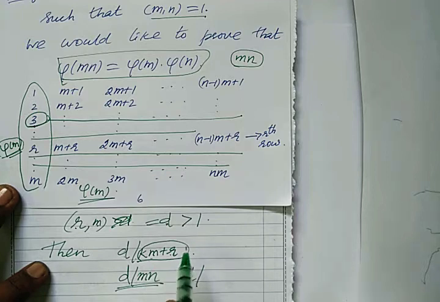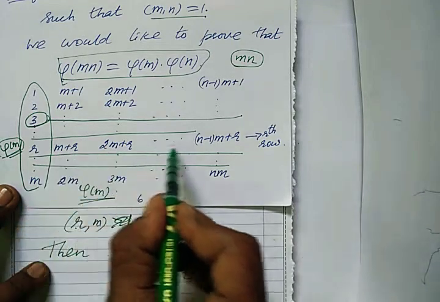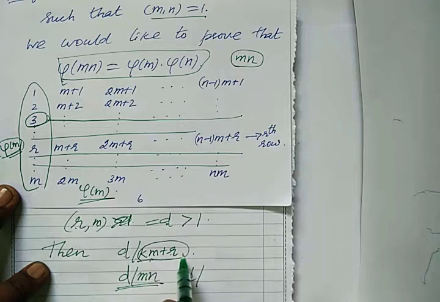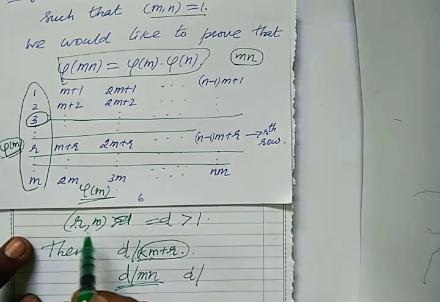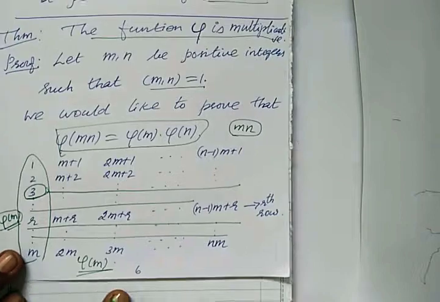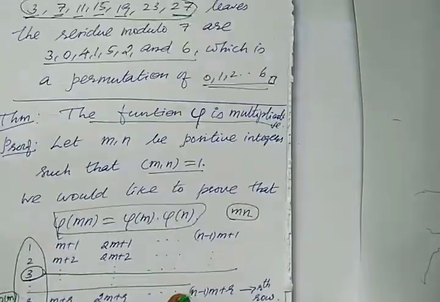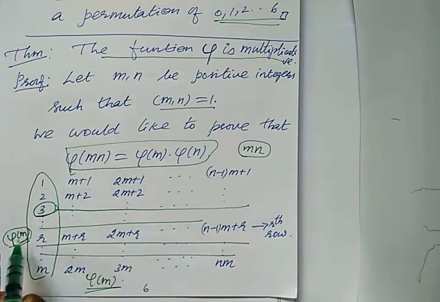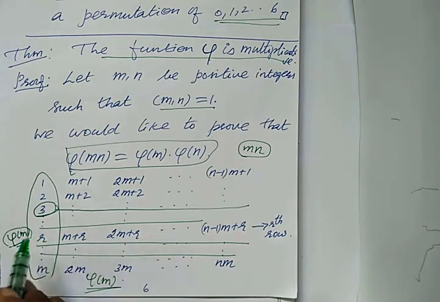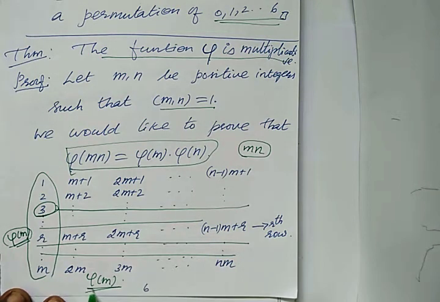So if you take any integer in this row, that will be in the form km plus r, and this mn, they are not relatively prime because they have the common divisor d. So excluding those phi of m numbers, I am striking off the rest of the rows. After deleting those unwanted rows, I am getting these many rows now.